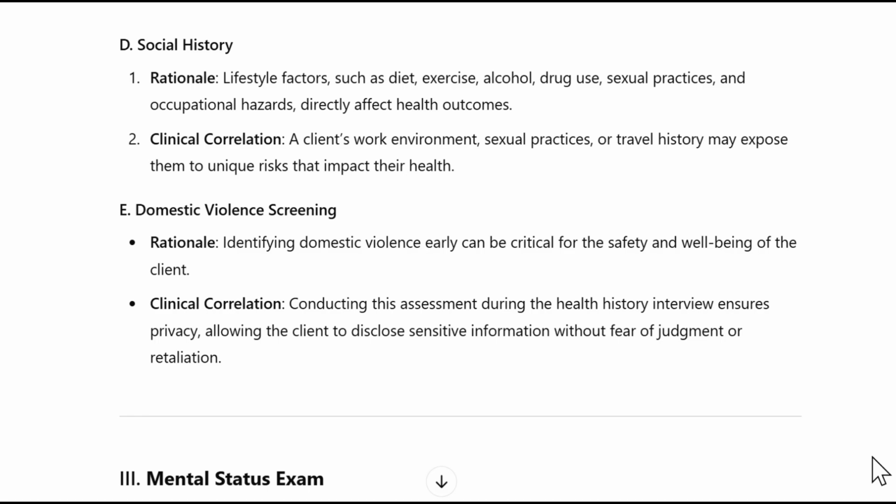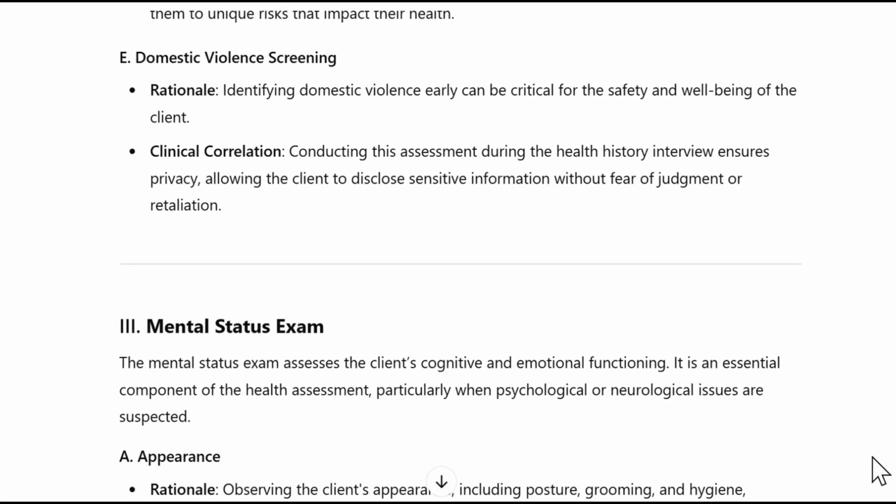E. Domestic violence screening. Rationale. Identifying domestic violence early can be critical for the safety and well being of the client. Clinical correlation. Conducting this assessment during the health history interview ensures privacy, allowing the client to disclose sensitive information without fear of judgment or retaliation.